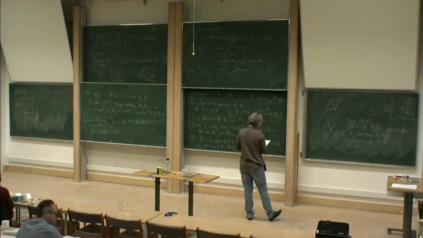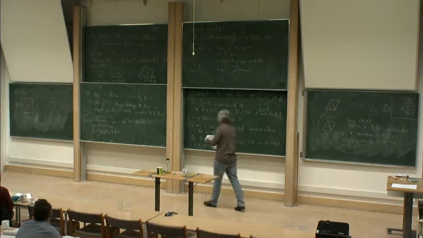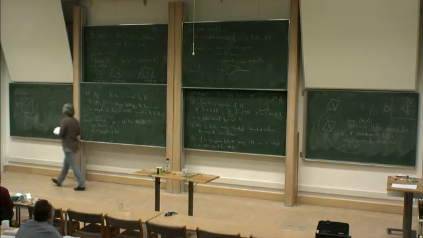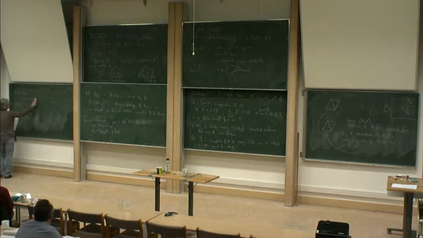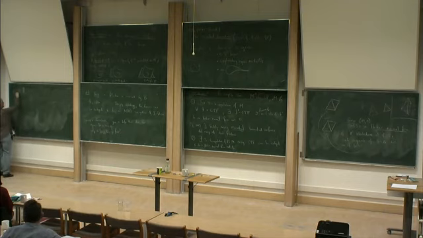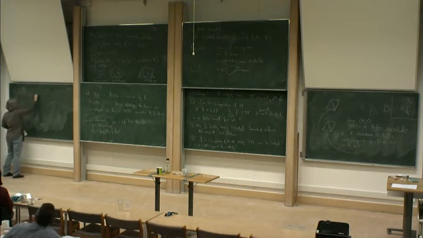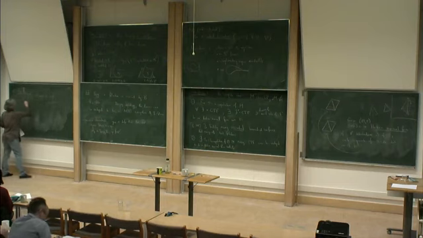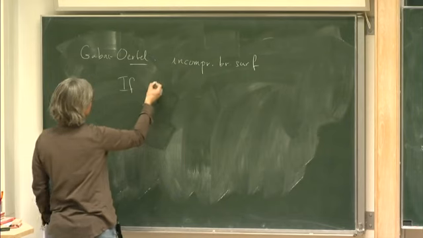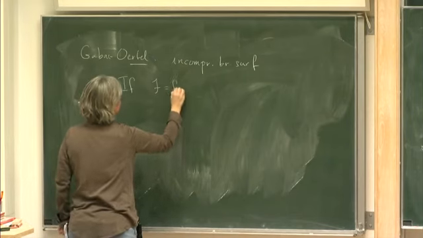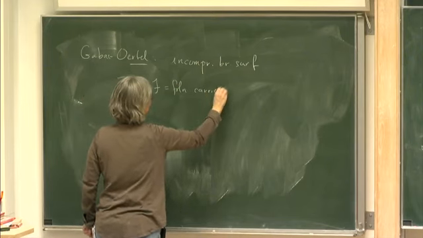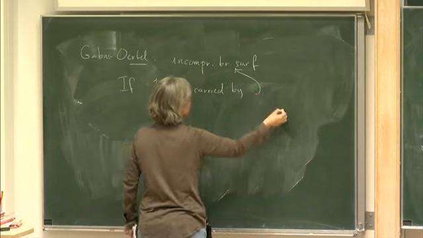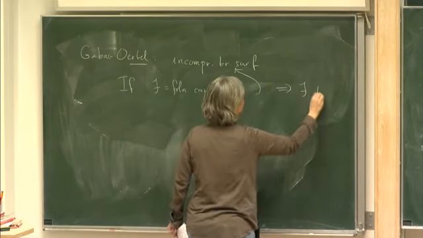Okay, so there are nice branched surfaces and there are super nice branched surfaces. So Gabai and Oertel introduced this notion of incompressible branched surface. So if, let me just say it in this way, if F is a foliation carried by an incompressible branched surface, then you know that F is taut.